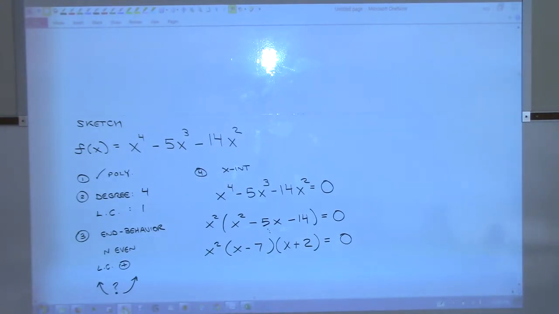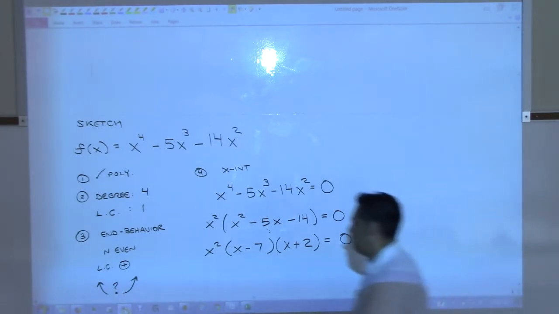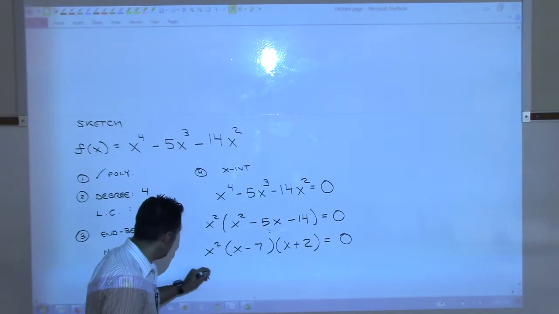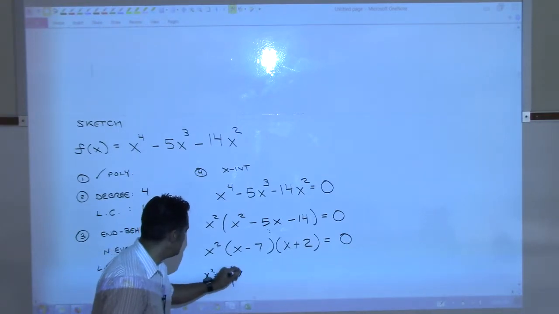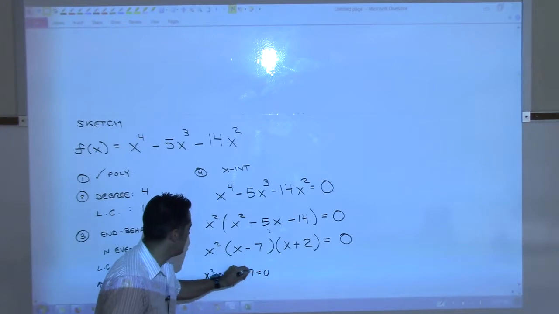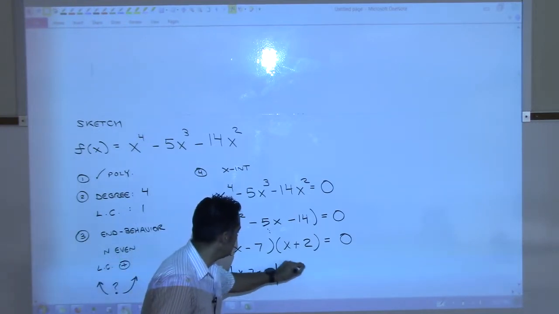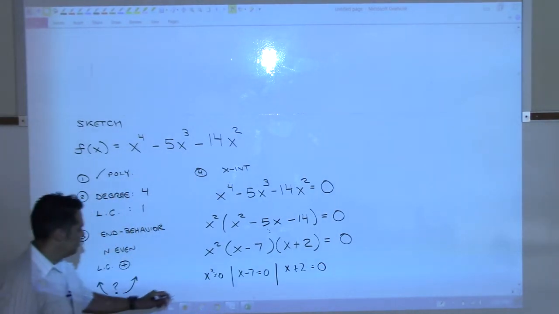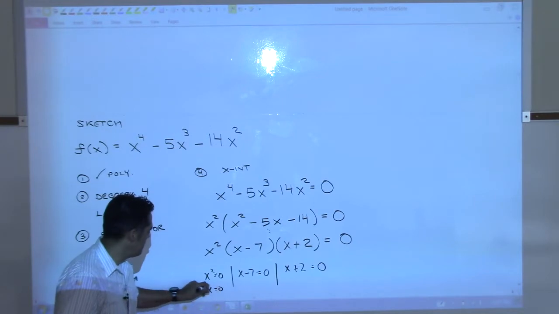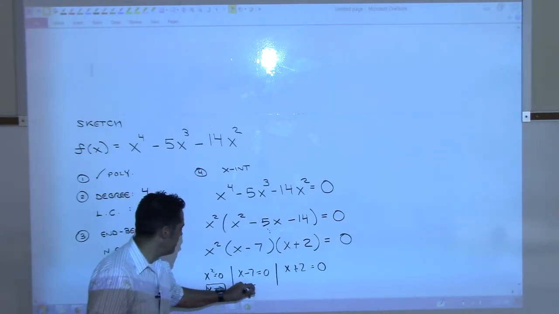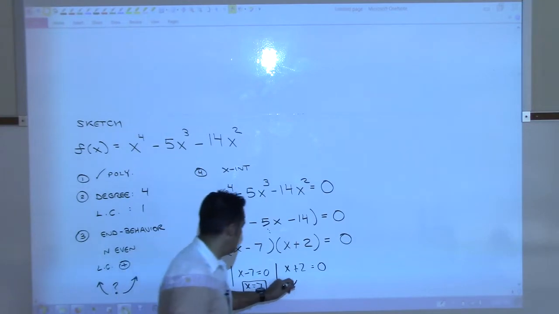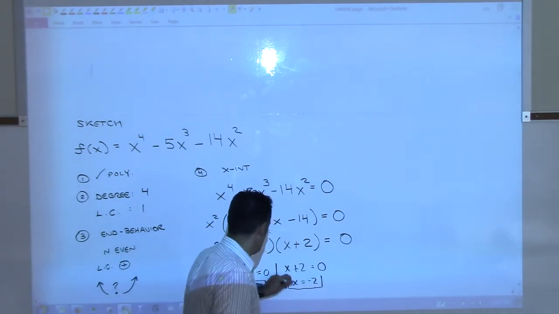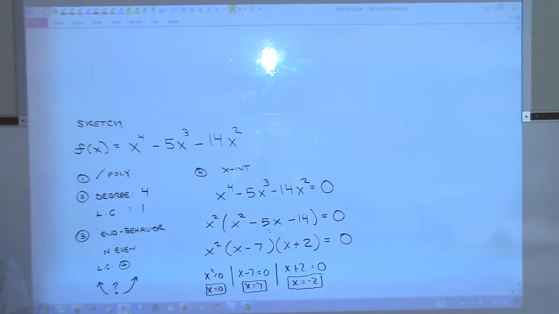All right, now Victor, you want to set each of these equal to 0, right? So you want to set x squared equal to 0. You want to set x minus 7 equal to 0. And you want to set x plus 2 equal to 0. And Victor, what would be our three answers here? x is 0, x is 7, and x is negative 2. Good. All right, we all in business with that? Any questions?